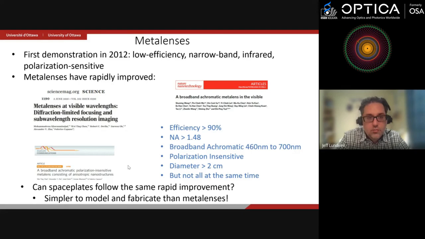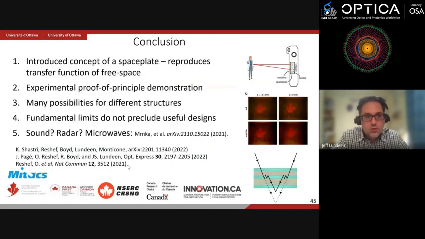So that brings me to my conclusion. I introduced the idea of the spaceplate. It reproduces the transfer function of free space. I showed you an experimental proof of principle demonstration with the uniaxial crystal and glycerol. But I showed you that there are also all these other potential structures like multi-layer plates. And I didn't really get to go into this, but fundamental limits like causality don't seem to preclude making practical designs. So there are other areas you could think about making spaceplates for, other places where waves are used, like sound and radar and microwaves.